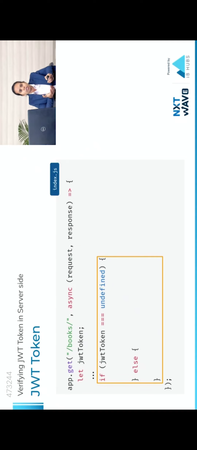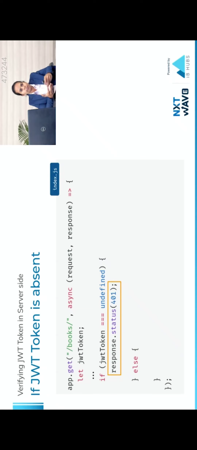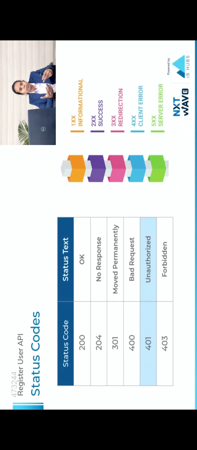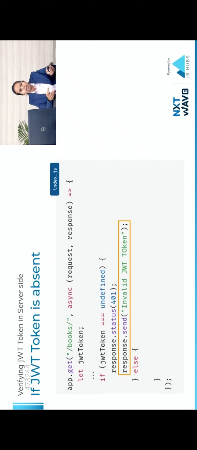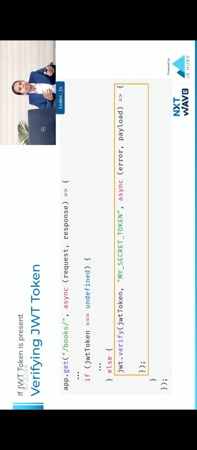Now we are going to check if the JWT token is undefined, then we are going to send the response status as 401. If we get the JWT token as undefined, that is, we don't have any JWT token, it means that the authorization that has been provided is invalid. So for that, the response status is 401. As we have seen, when it comes to status codes, 401 refers to unauthorized, that is, the user is not authorized to make a call to this API. So we are raising that, and sending a message saying invalid JWT token. In case we have the JWT token, then we have to verify it. Let's do the steps till here.